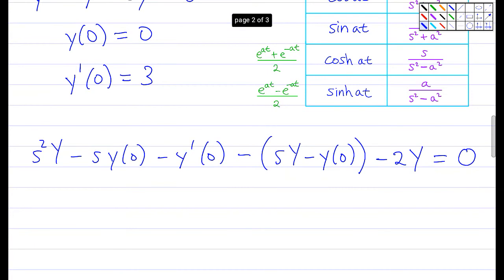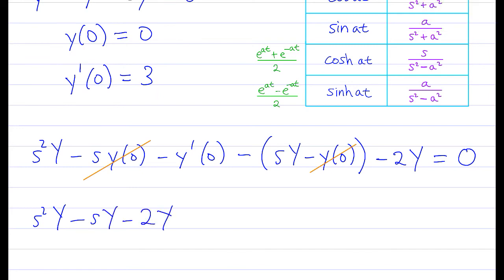Okay. Now, notice that anywhere I see a y of 0, I can cross that out because that's actually 0. So I'm going to get rid of that. I'm going to get rid of this. Okay. So let's collect all the terms where I have a capital Y: s squared Y minus sY minus 2Y. Okay, what's left? I have this y prime of 0 here. Well, that's just 3. And there's actually nothing else. So I'm just going to move that to the other side. 3.